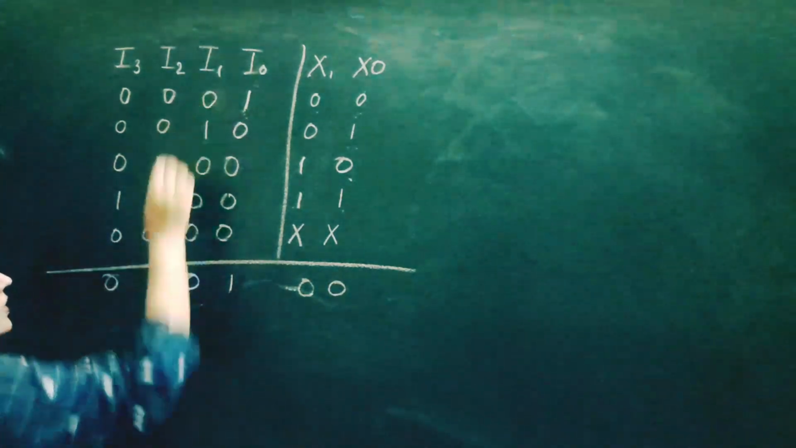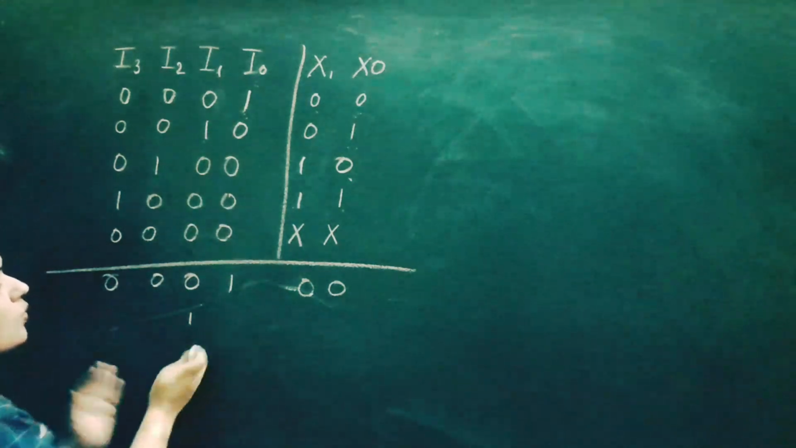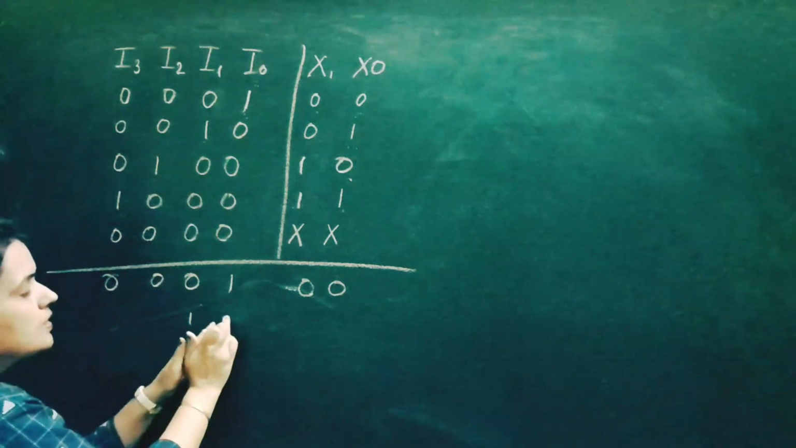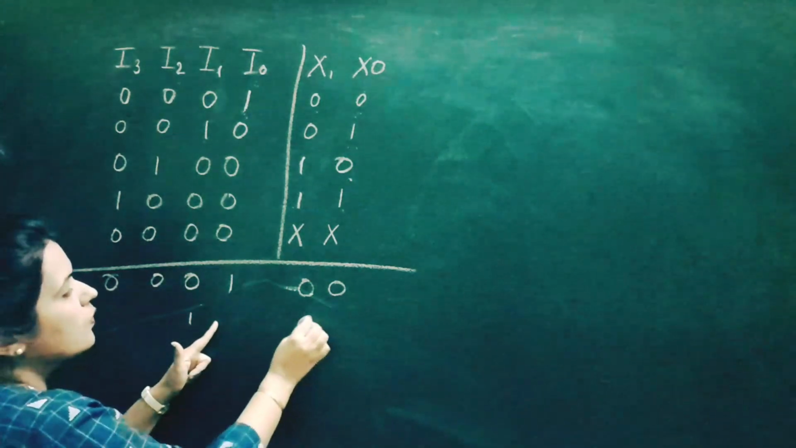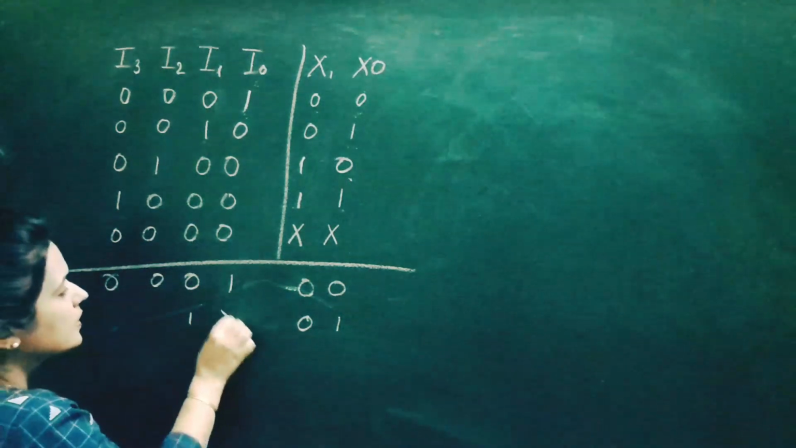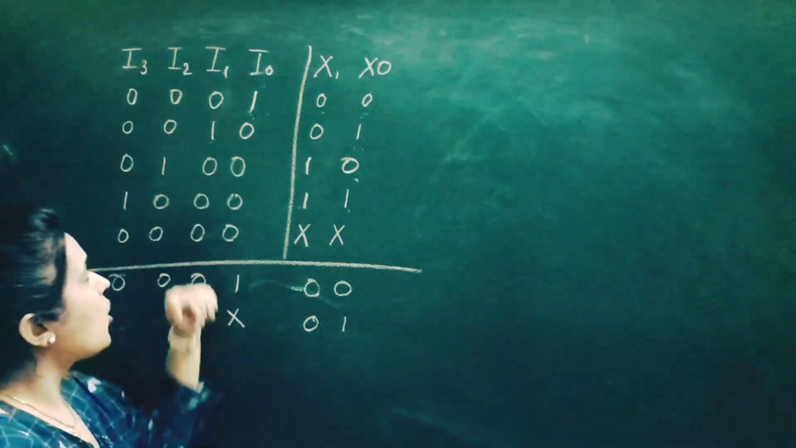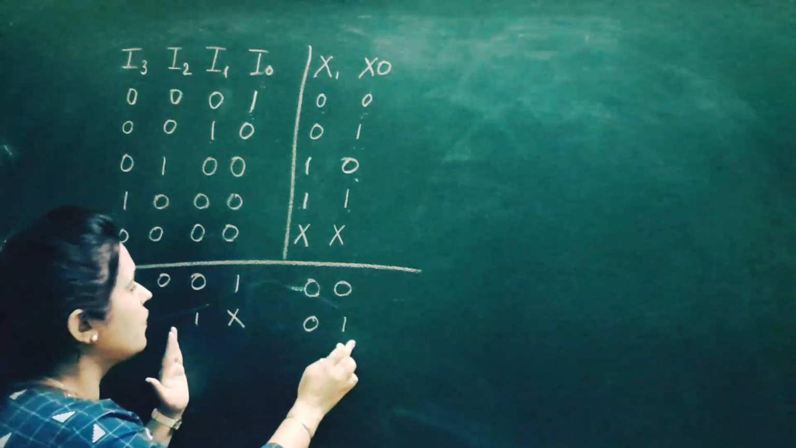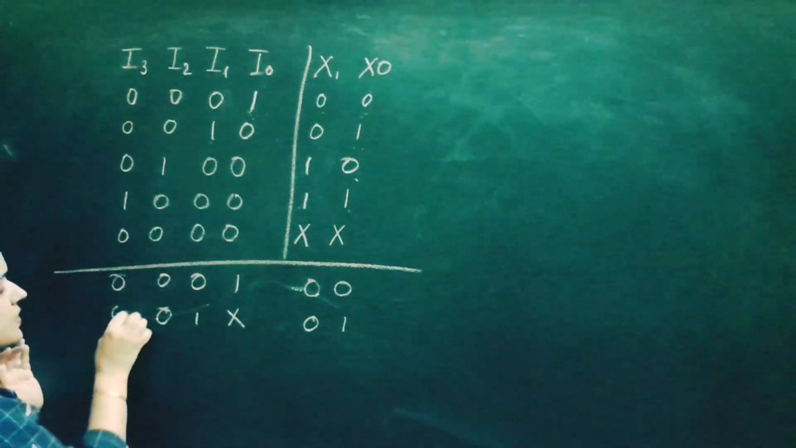But when I1 is equal to 1, then whatever may be the value of I0, whether I0 is 0 or I0 is 1, the output will be 0, 1. So whatever may be the value of I0, I am writing a cross here, that is, don't care. We don't care whatever the value of I0 is, 0 or 1, the output will be 0, 1. But for that case I2 and I3 must be 0.